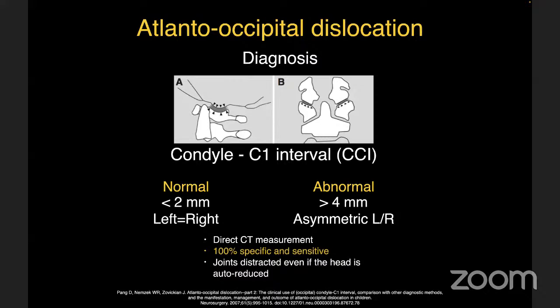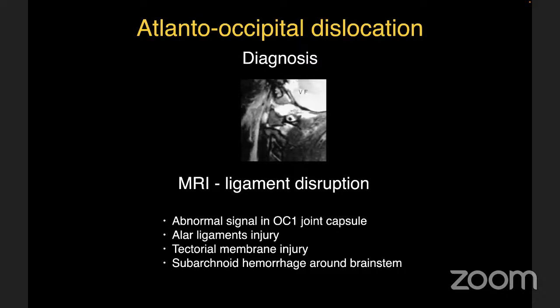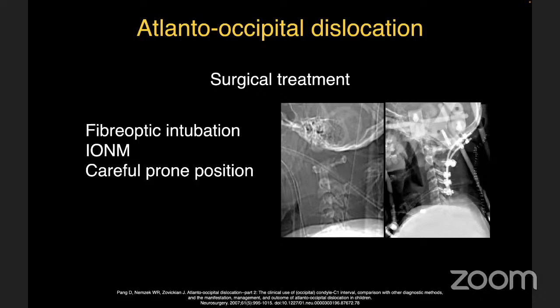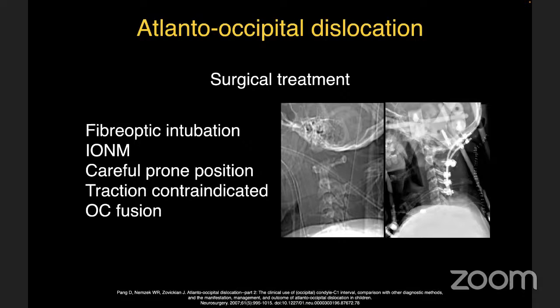MRIs obviously will show ligament disruption, abnormal signals, and subarachnoid hemorrhage around the brainstem. So this is an indirect method of checking it. Obviously, something like this requires surgical treatment, very careful prone positioning, intraoperative neuromonitoring, and fiber optic intubation. Traction cannot be given at all because it will distract the spinal cord, and the treatment is occipito-cervical fusion.